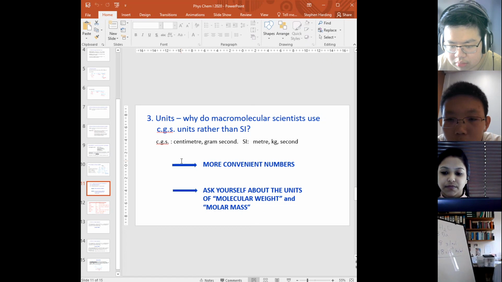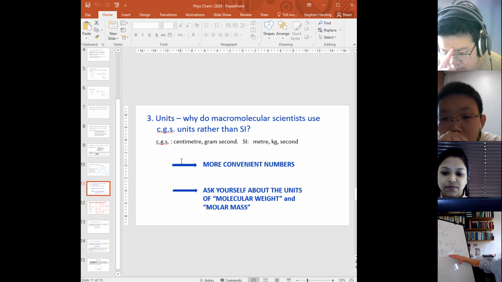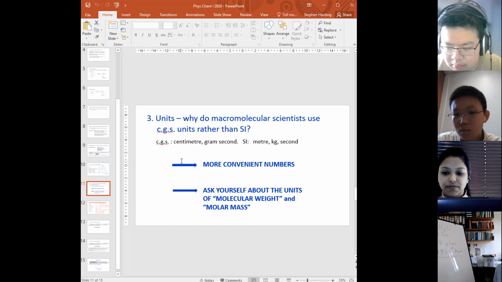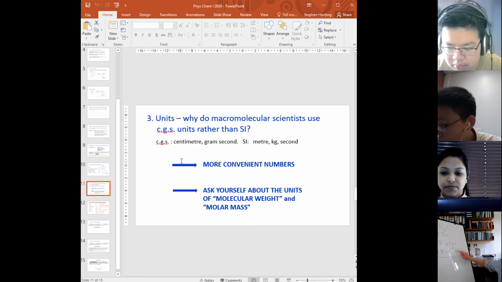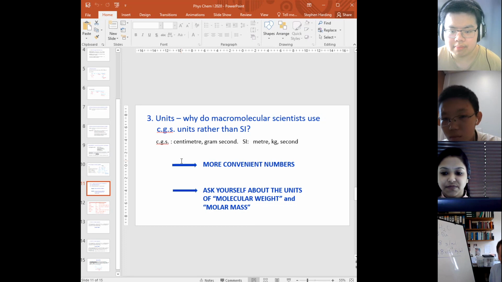And in biology, biochemistry, nobody refers to the molecular weight of water as 18 times 10 to the minus 3. Very few people do. It's always 18. And that's the CGS system, not the SI system. The chemists like to use this kilogram per mole, but not generally biologists. We like the CGS units, so that's 18. So that's why we use CGS.